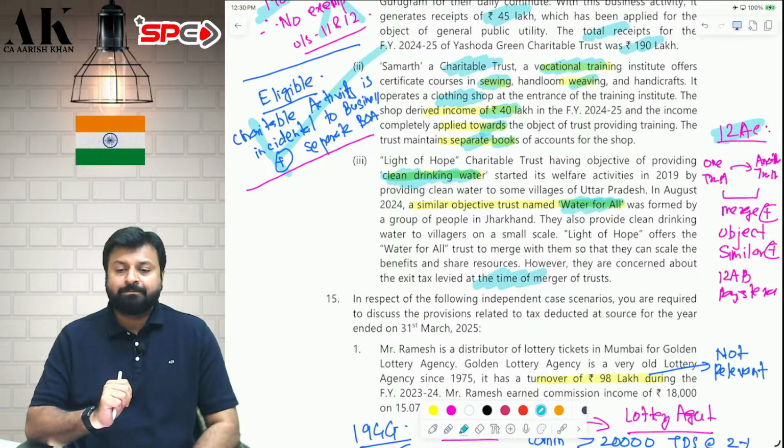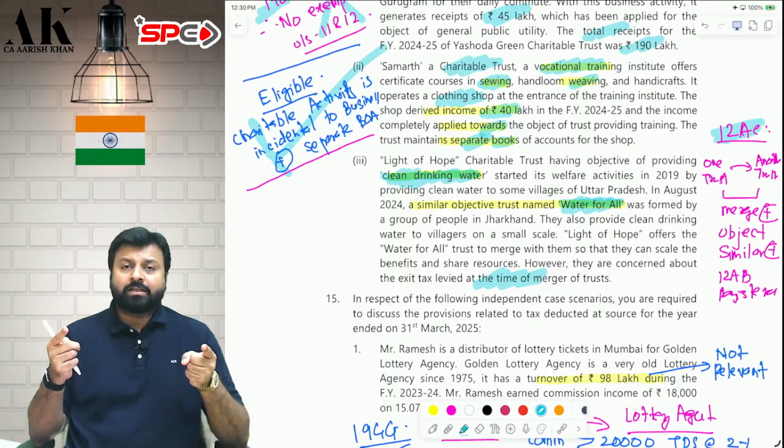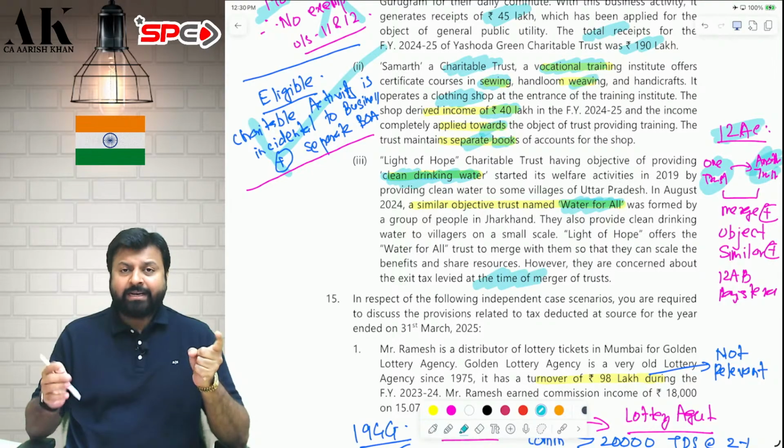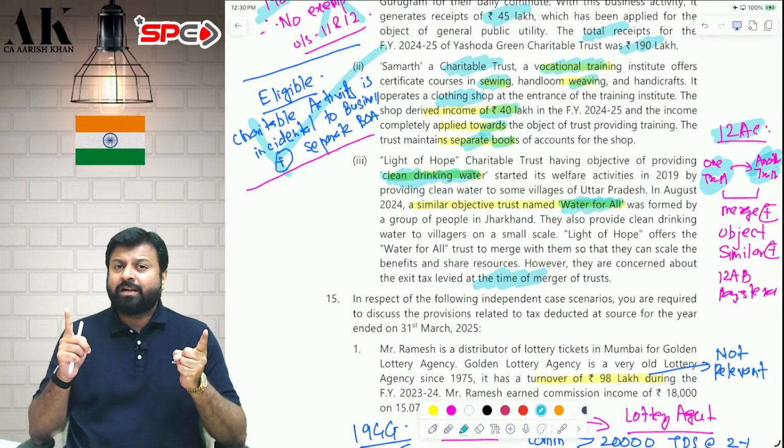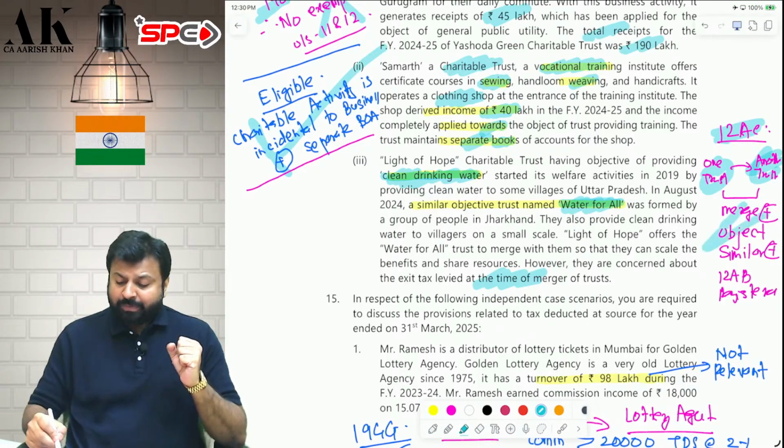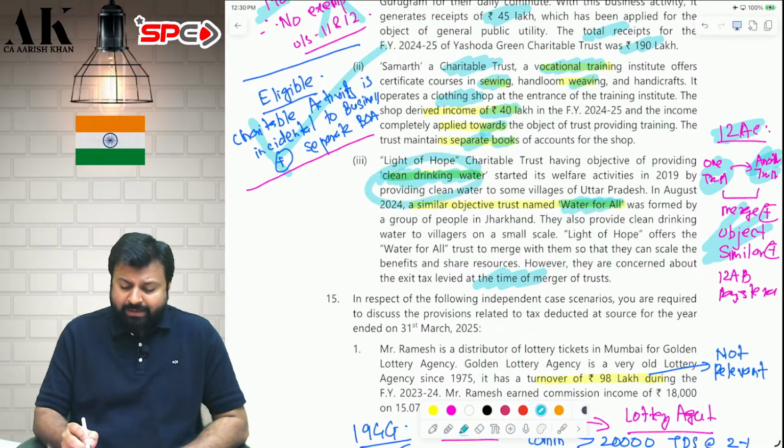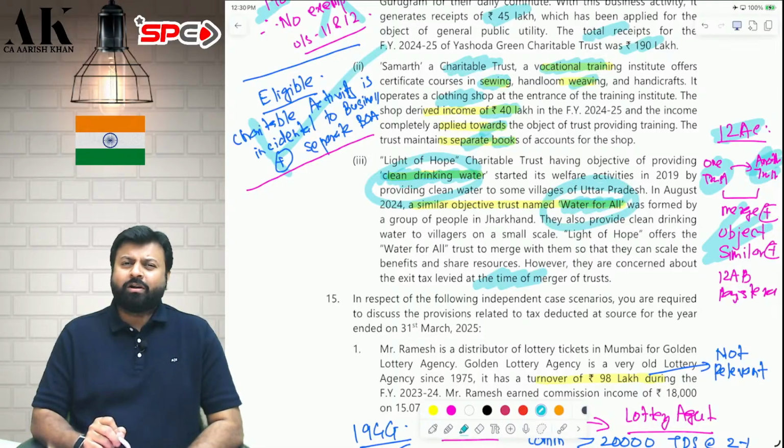Condition number one, both of them should be registered trusts. One trust getting merged with another trust, both should be registered under 12AB or 10(23C). Second, their object should be similar. Here the objects are similar. Drinking water, clean drinking water, water for all. It is a similar object, relating to water. So the object should be similar.